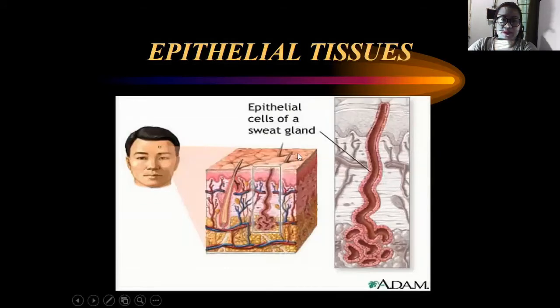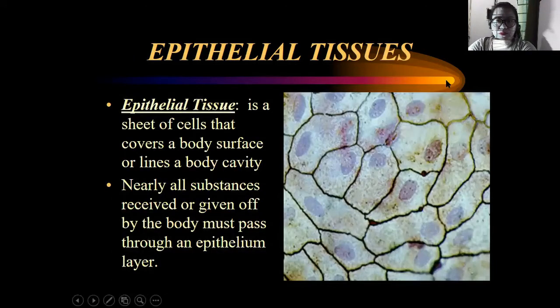The epithelial cells are the cells of a gland. As you can see here, these are usually located on the surface of our skin. Here are some of the epithelial cells of the sweat glands, and these are the tiny hairs that we have.